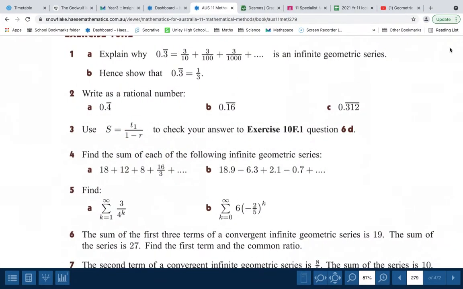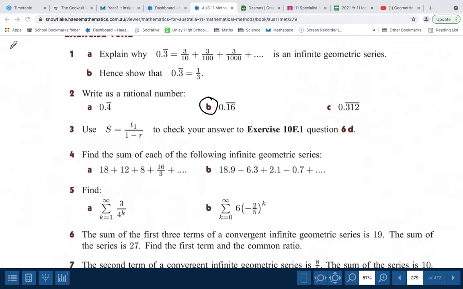Okay, we're going to look at a few questions from 10F2. I thought I would start with 2B here. This is a nice throwback to a question we've done earlier in the year.